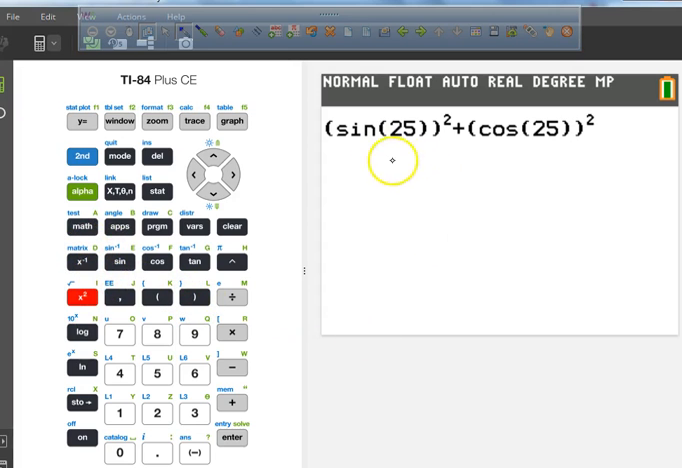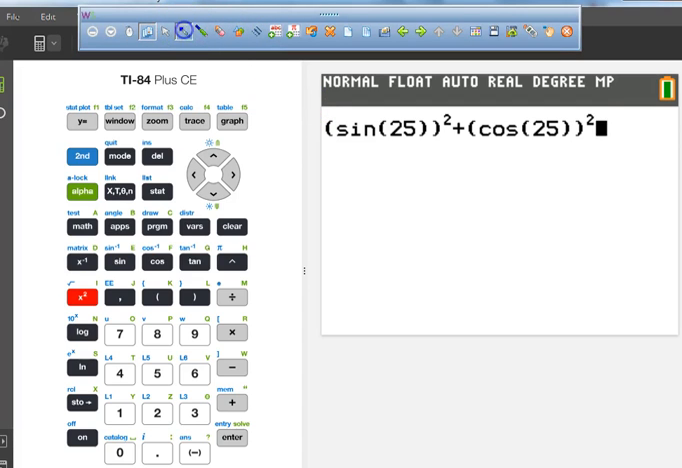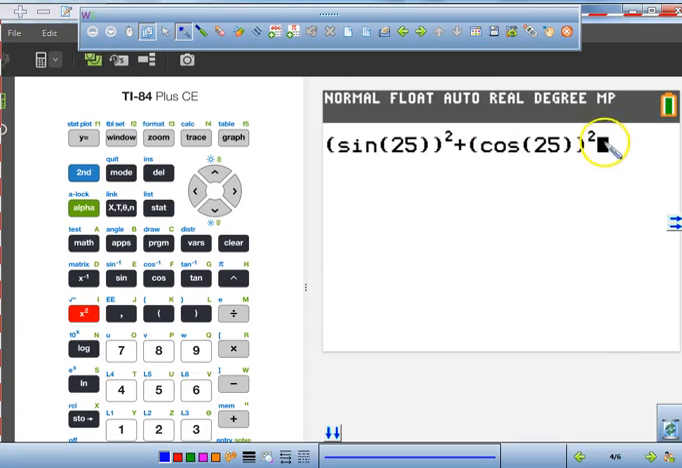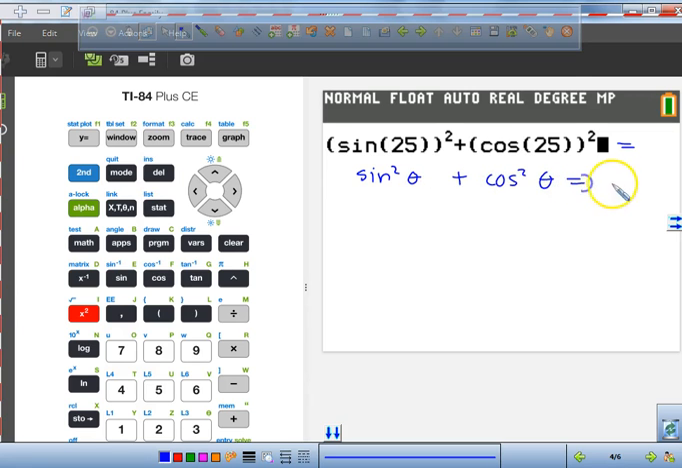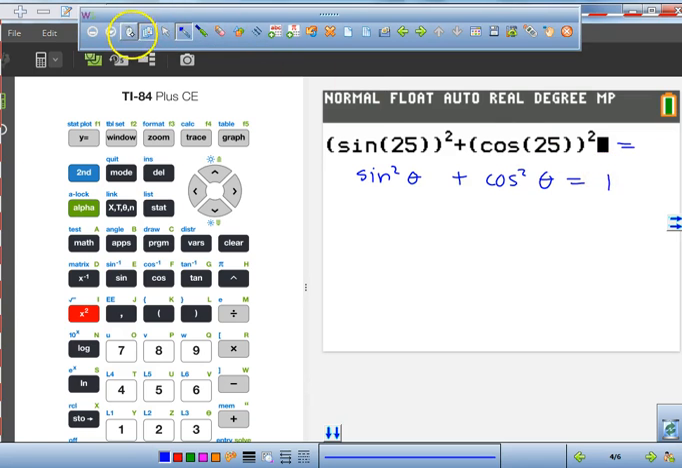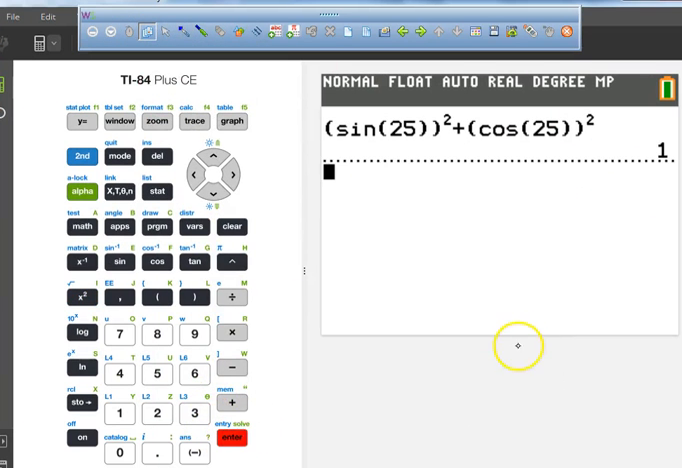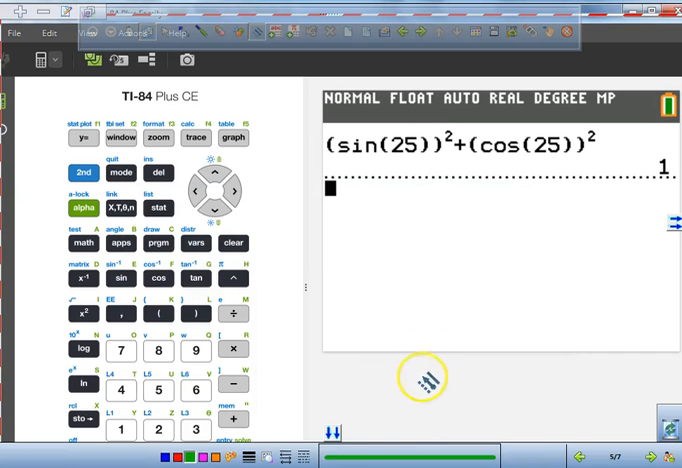And if this Pythagorean identity is true, what should all of this equal? What does sine squared theta plus cosine squared theta have to equal? 1. So if this is true, it should equal 1, and it equals 1. Now, by the way, let me show you a little bit easier way of why this is true.